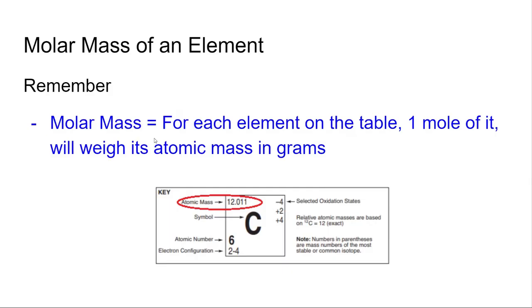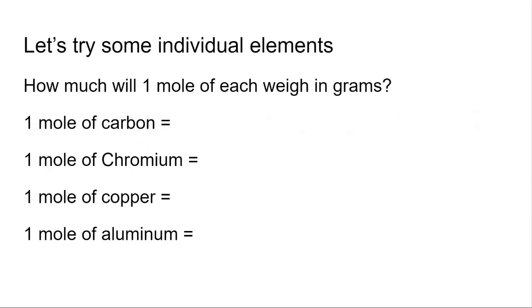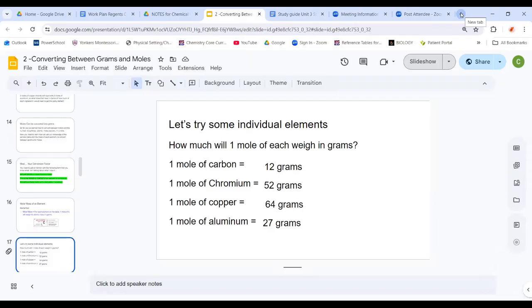So this definition is important. For each element on the periodic table, 1 mole of it will have the same mass as its atomic mass in grams. I use the word weigh. All right, so how much will 1 mole of each weigh in grams? So you're going to literally look this up on the periodic table. So get your periodic table. Let's go look at it. I'm going to go get my periodic table. I'll show you how to get it.